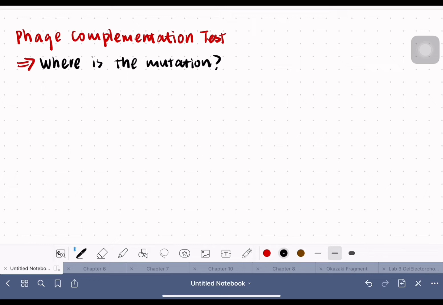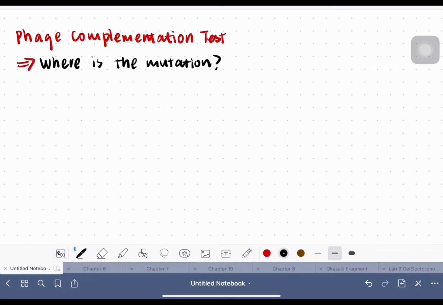I'm not sure if you have gone over the concept of a complementation test in your genetics lecture, but the overall question we're trying to answer in the lab is, where is the mutation? Is this mutation exactly the same as the one we already know, or is this an entirely new mutation at a different place of a gene?